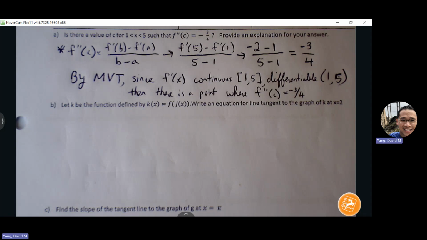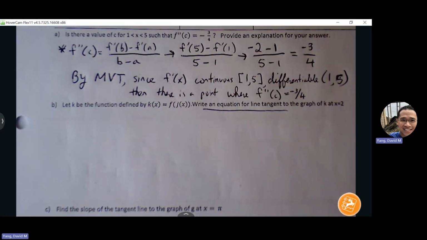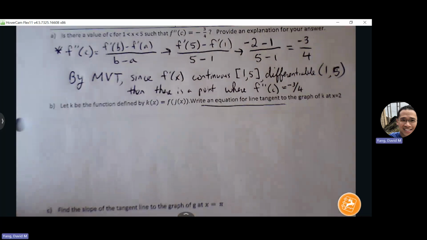Okay, part B. Let k be the function defined by k of x equals f of j of x. Write an equation for the line tangent to the graph of k at x equals 2. So if I want to write the tangent line equation, what information do we need? We need two things. What do we need? Point and slope. Yeah. So let's find the point first.